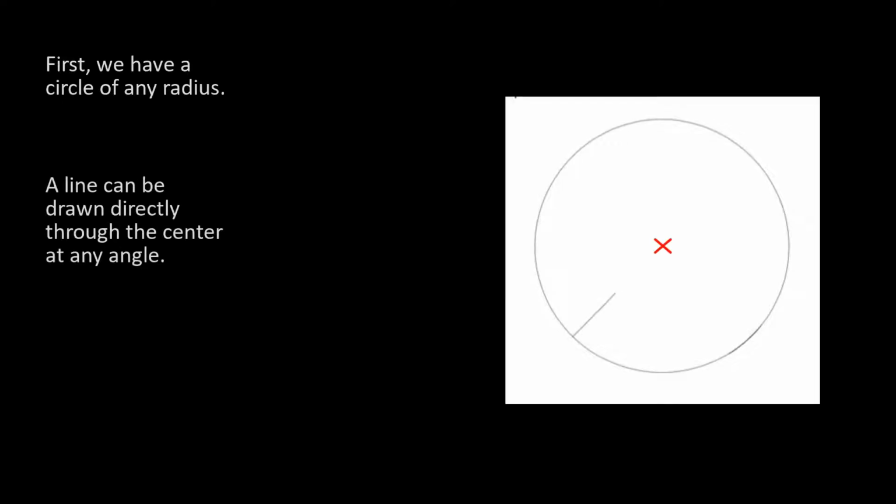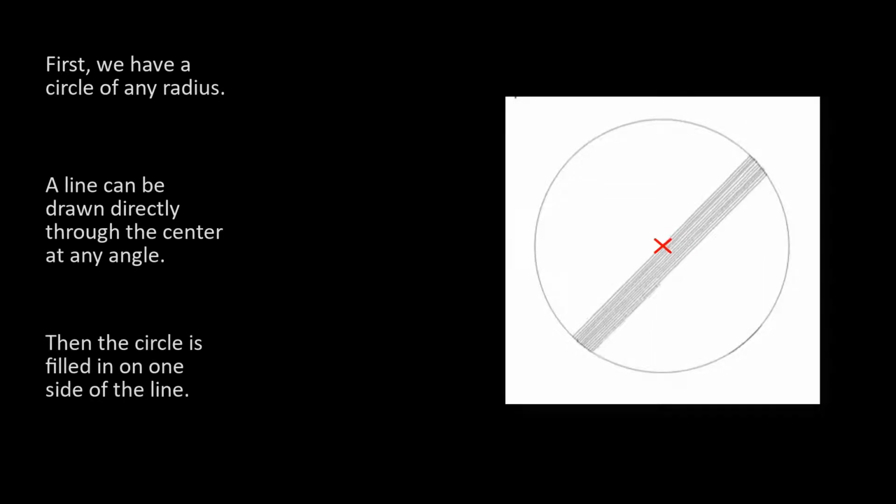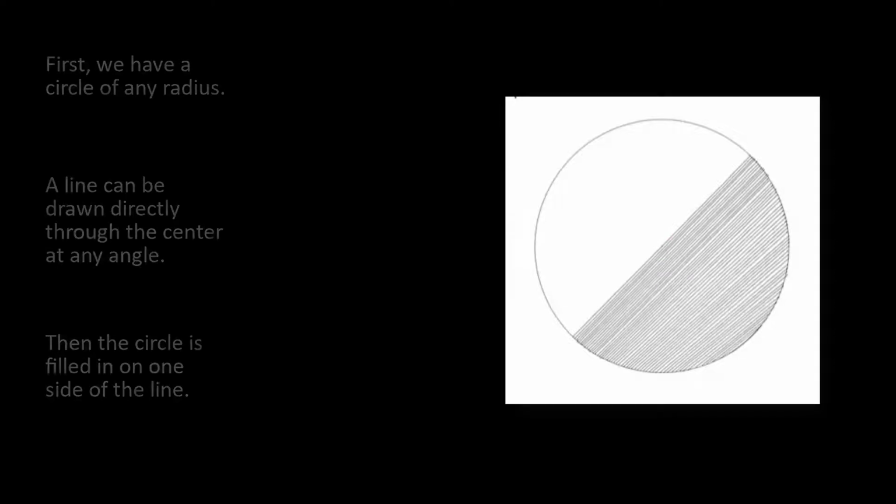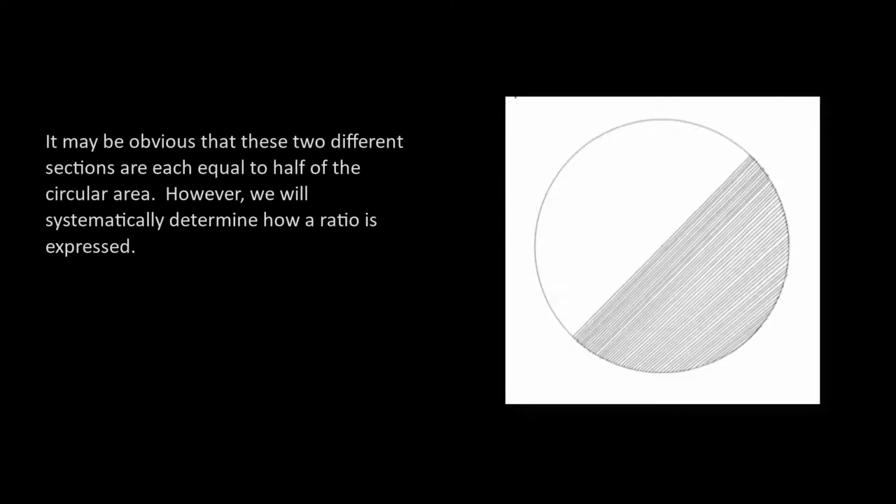First, we have a circle of any radius. A line can be drawn directly through the center at any angle. Then the center is filled on one side of the line. It may be obvious that these two different sections are each equal to half the circular area. However, we will systematically determine how a ratio is expressed.